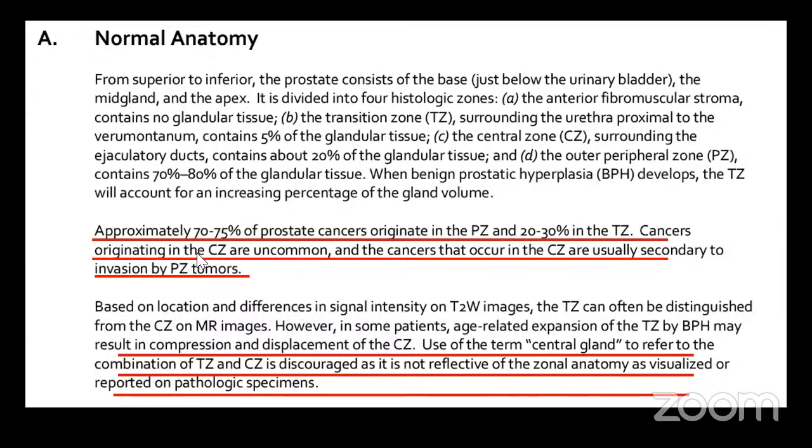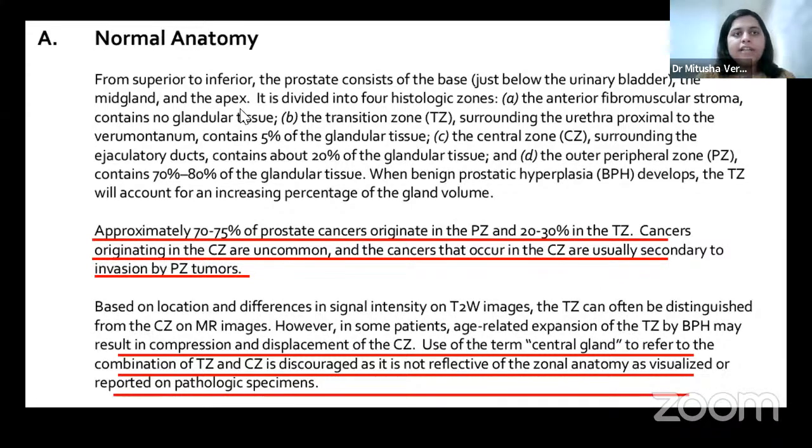So cancers originating in the central zone are uncommon, and the cancers that occur in the central zone are usually secondary to invasion from the peripheral zone. So that is the concept, that the central zone and transition zones are not very commonly areas where neoplastic processes develop, but still 20 to 30% of tumors may develop in the transition zone.